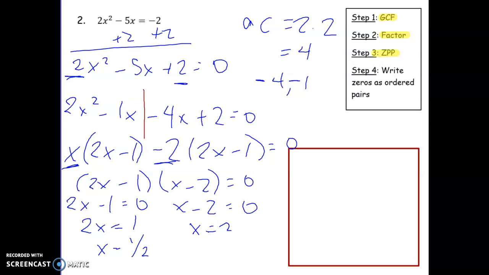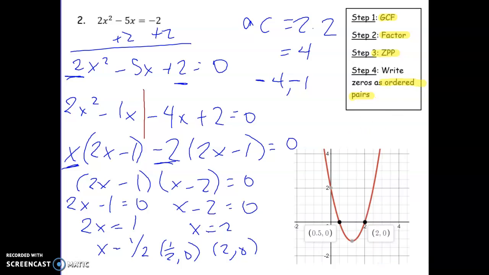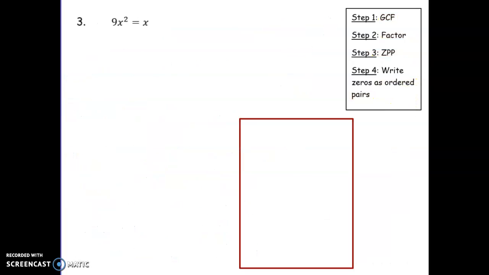So now I'm ready to write my answer as an ordered pair because what I have actually found here are the x-intercepts, and those x-intercepts are going to be 1/2 comma 0 coming from the first one, and 2 comma 0 coming from the second one. So again, I went into Desmos and I graphed it, and you can see my x-intercepts here, 2 comma 0 and 0.5, which is the same thing as 1/2 comma 0 on this one. Okay, let's do another one.